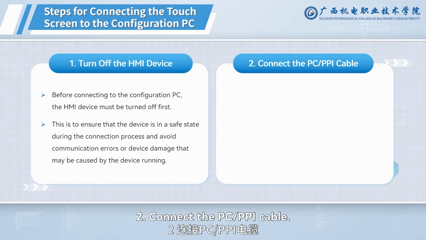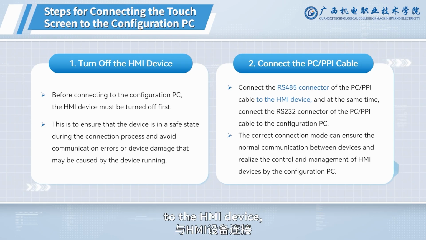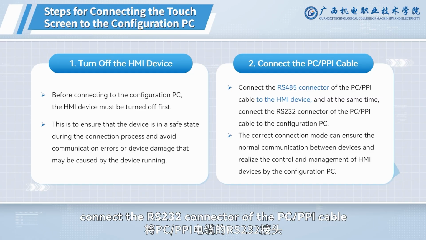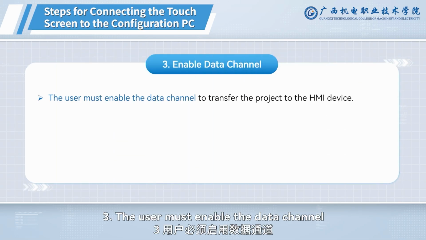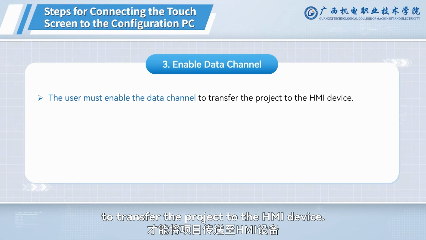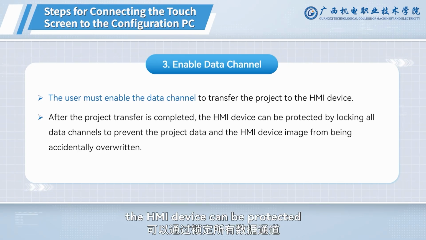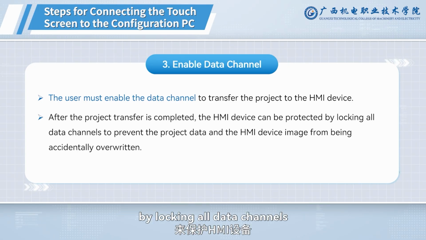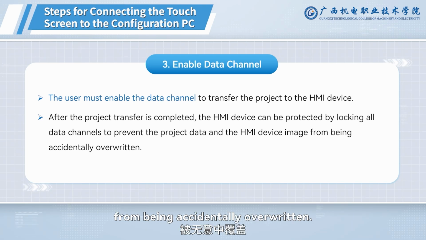2. Connect the PC-PPI cable. Connect the RS485 connector of the PC-PPI cable to the HMI device, and at the same time, connect the RS232 connector of the PC-PPI cable to the configuration PC. 3. The user must enable the data channel to transfer the project to the HMI device. After the project transfer is completed, the HMI device can be protected by locking all data channels to prevent the project data and the HMI device image from being accidentally overwritten.